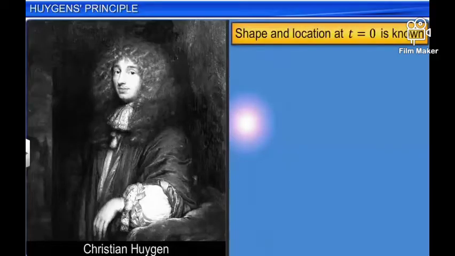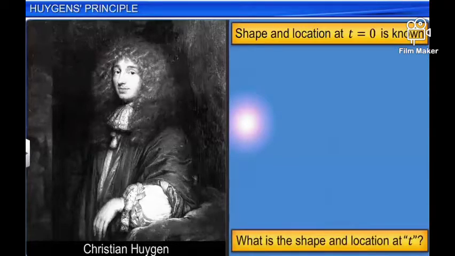Christian Huygens proposed a geometrical method known as the Huygens principle for finding the shape and location of a wave front at some instant from the knowledge of the shape and location of the same wave front at an earlier instant.